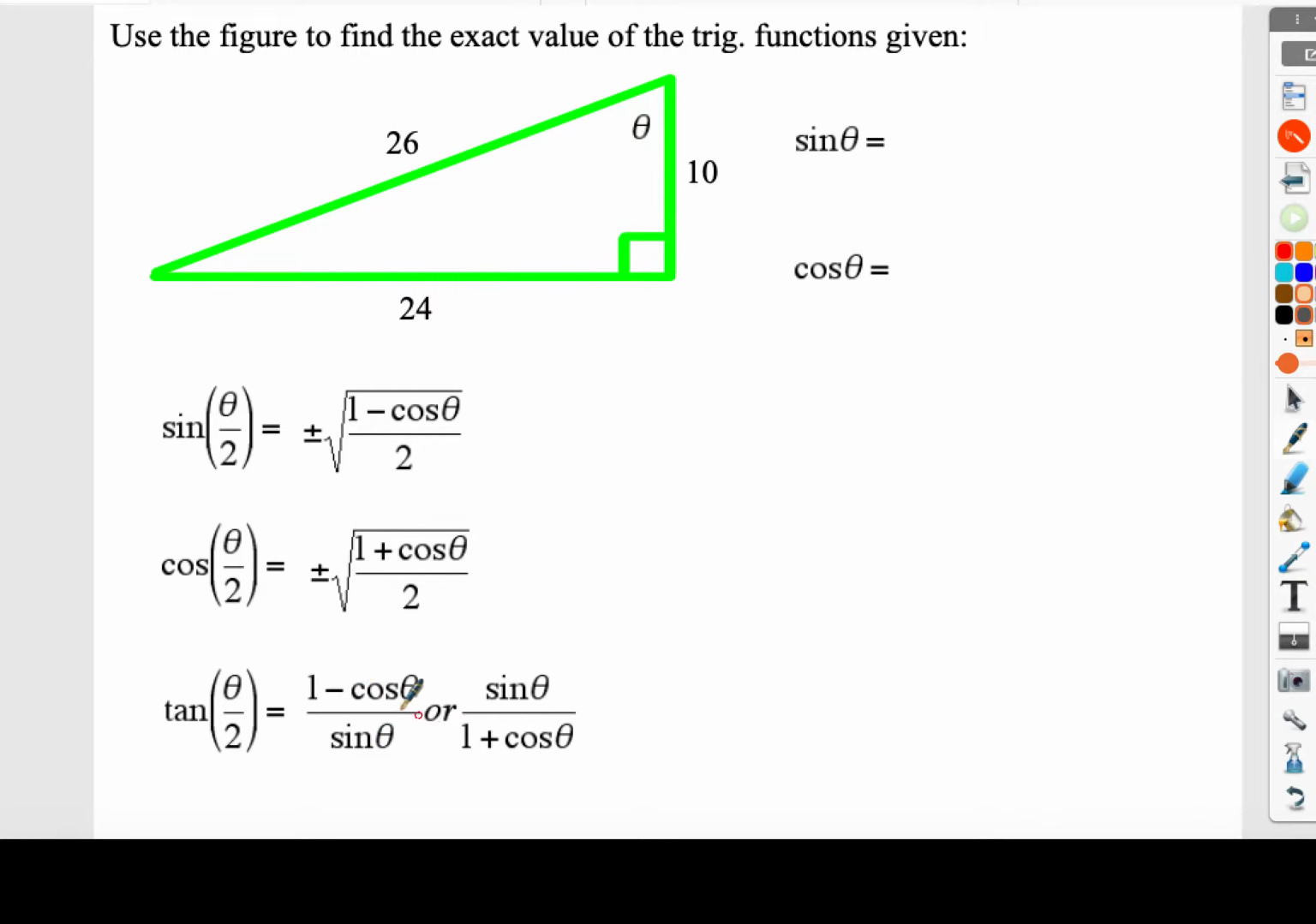or, notice we don't have to do both. Again, pick one or the other, the sine over 1 plus the cosine. So we do need both the sine and the cosine of theta in order to find the tangent here. So let's take a look. Let's go ahead and find what we know.